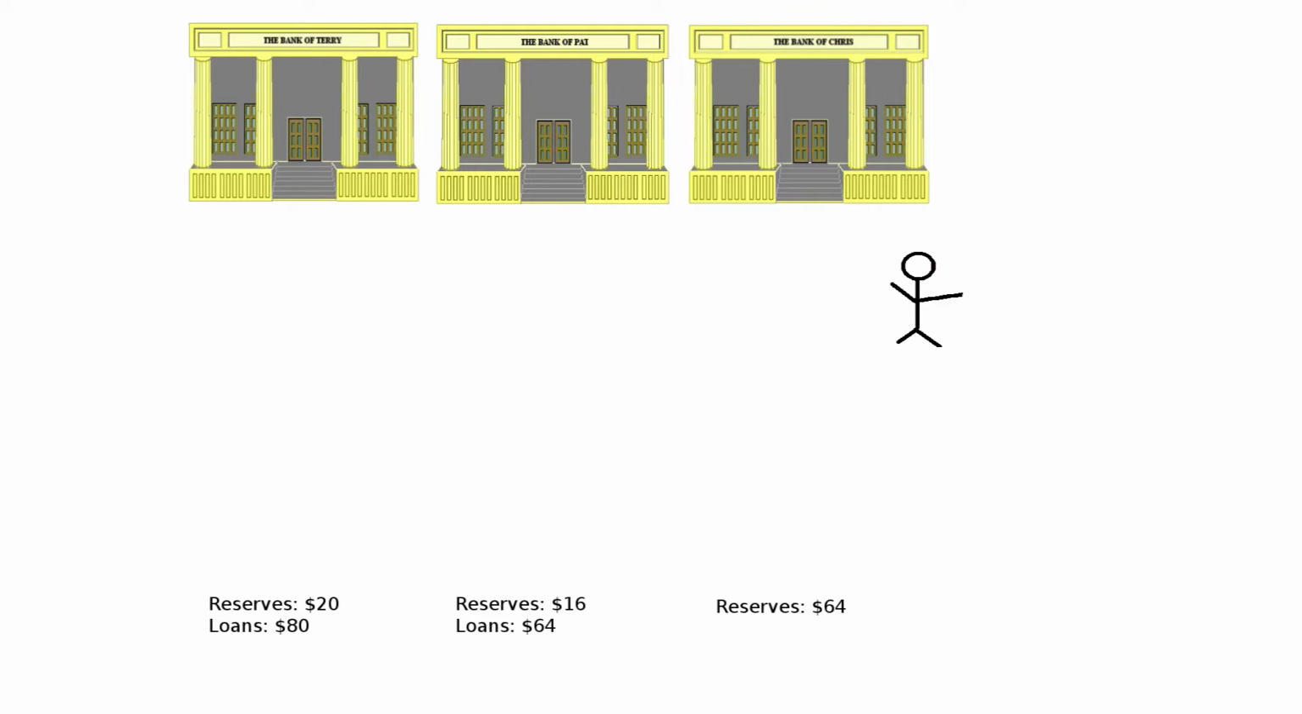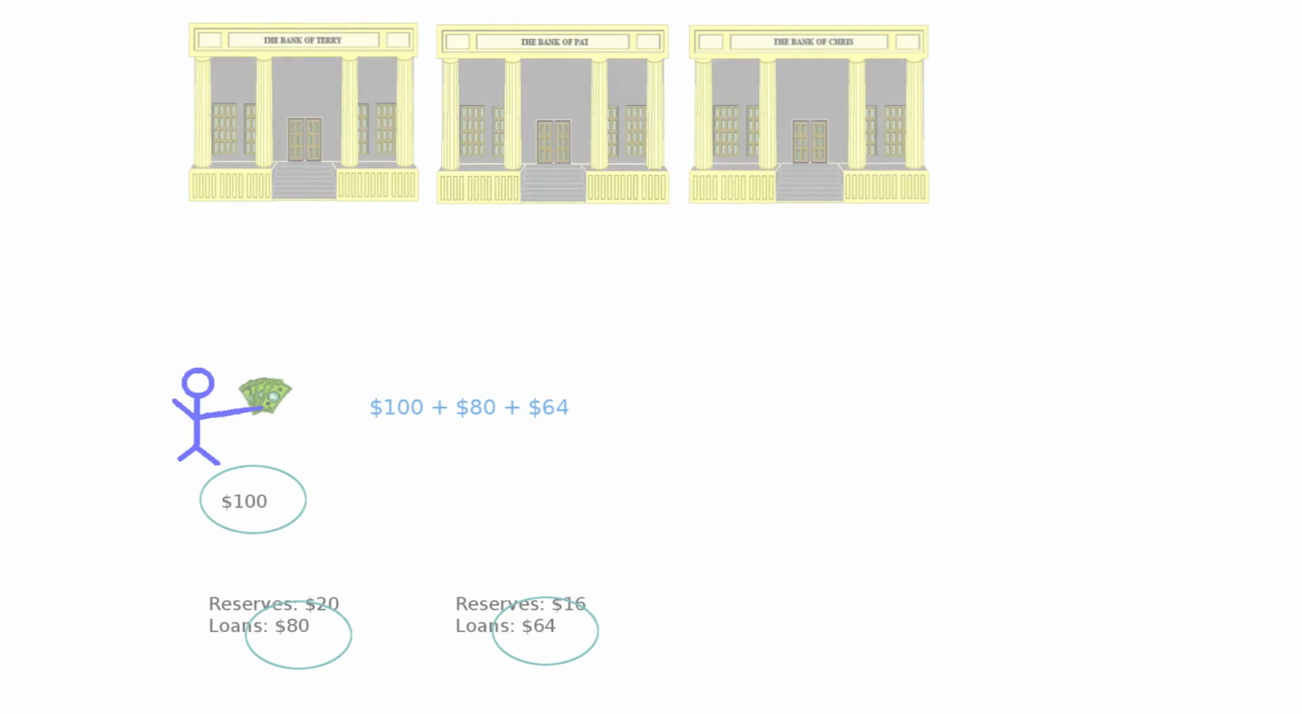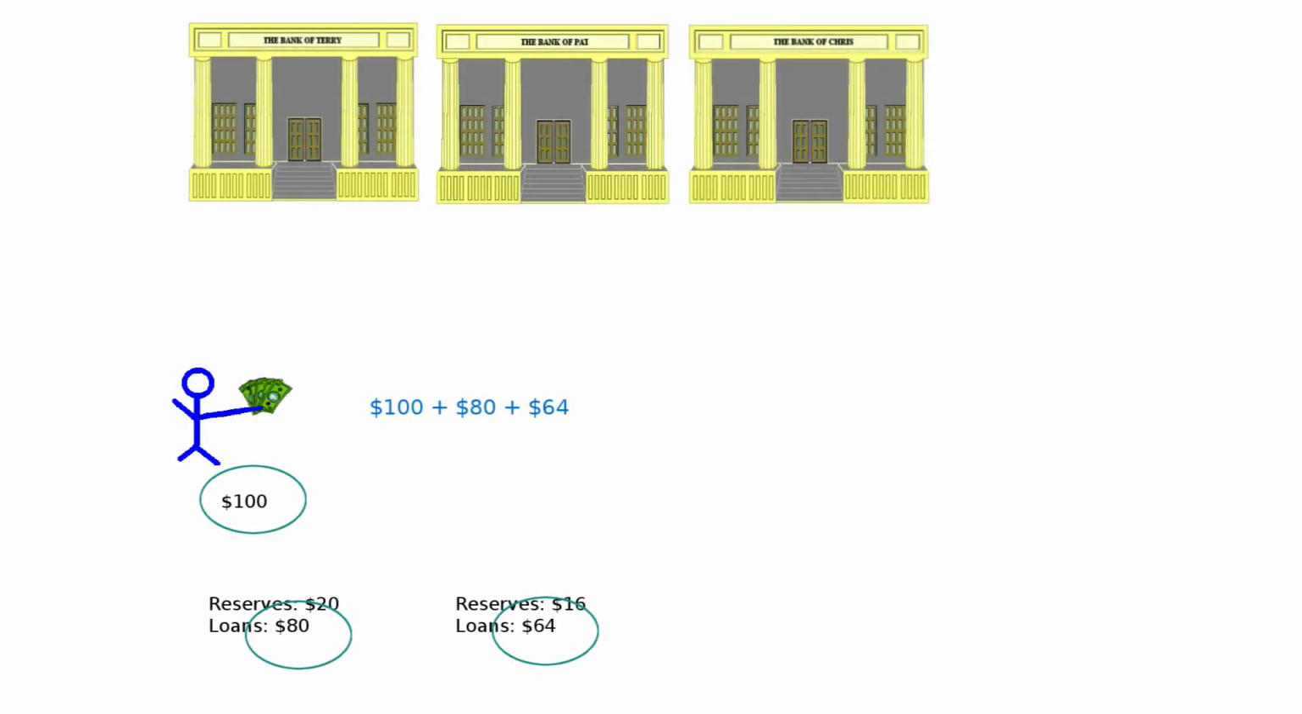Of your original $100, you're off spending $100, the second student is spending $80, and the third student is spending $64. That's $244 of spending from your original $100.